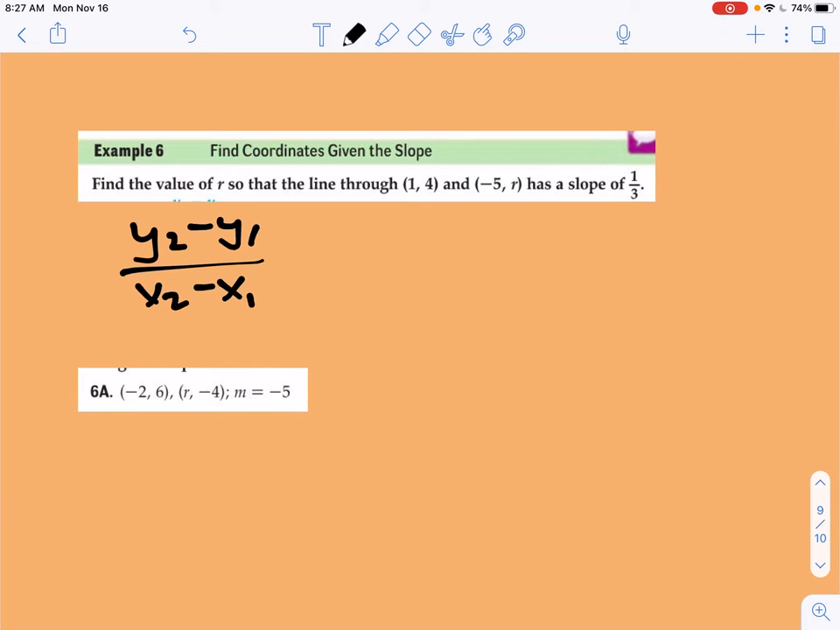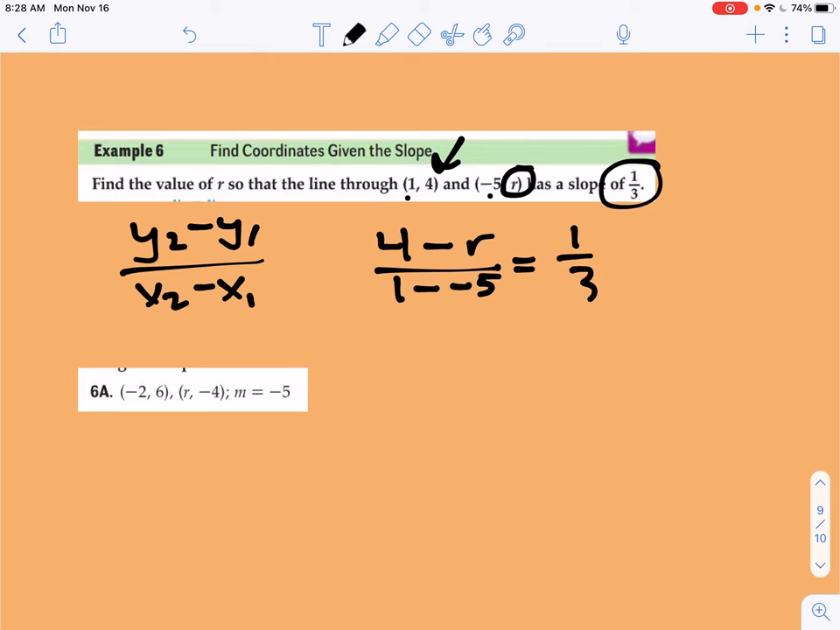So what we start with is your y. I'm going to start with 4, so 4 minus, and then here I have r. So 4 minus r. And then on your bottom, you have 1 minus negative 5. So 1 minus negative 5. And then I know that this slope is going to equal 1/3. And so if you can get this set up like that, that's half the battle.